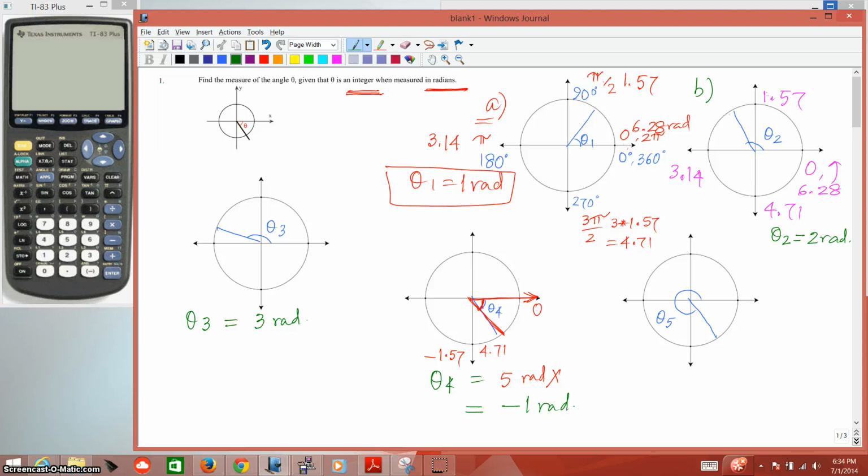Just the same type of concept, if I would have marked my theta 5 this way, that means you can only generate this angle by going counterclockwise. In that case, you have to know that it is past 4.71 and it's counterclockwise, so your angle will be a positive angle. So theta 5 in this case comes out to be 5 radians. I hope this makes sense.